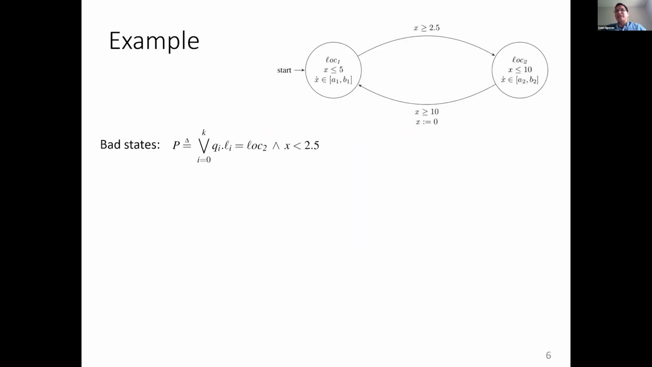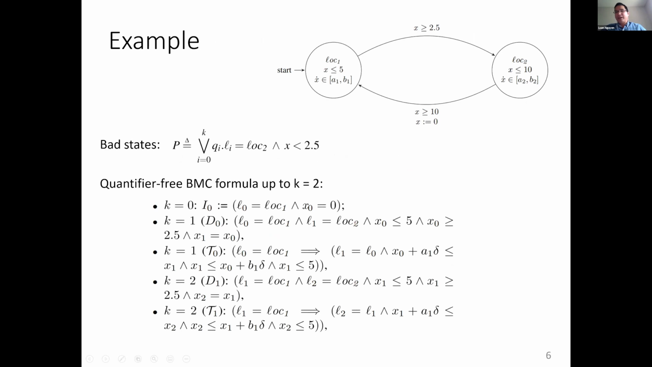So let me take a deeper example of how we can encode the BMC problem for the automaton I showed previously, where we have two different modes and just one state variable. We examine the quantifier-free bounded model checking formula up to some small k equal to 2. And we see that at k equal to 0, we start at the initial state, where the location is log 1 and the value of the state variable equals 0.